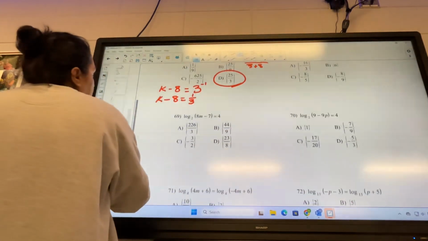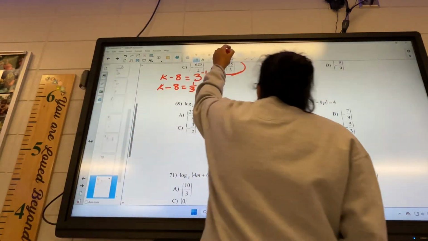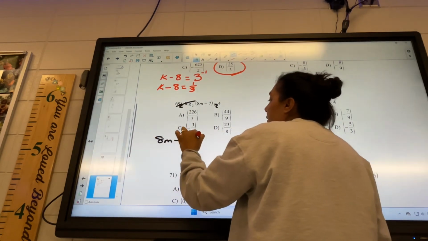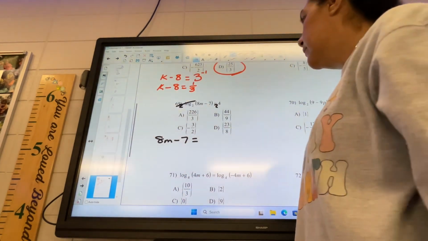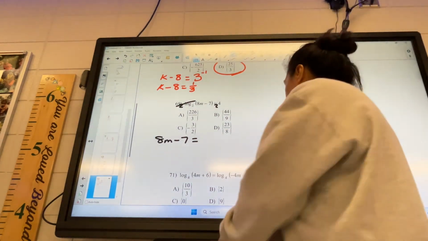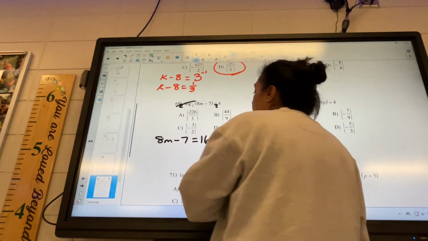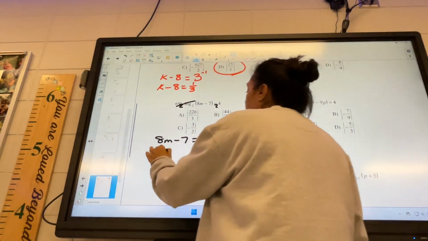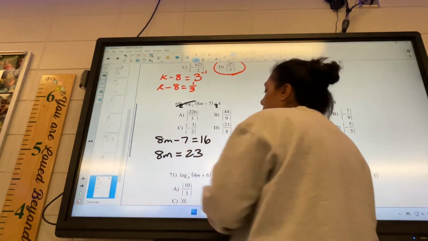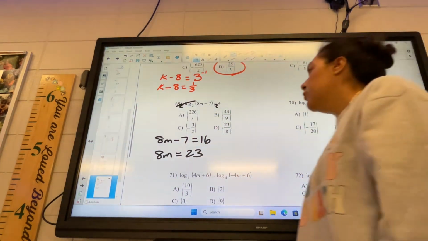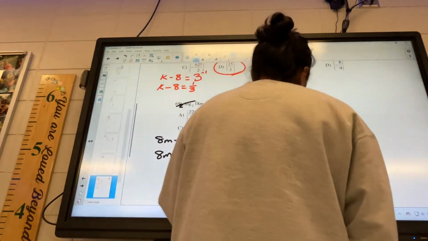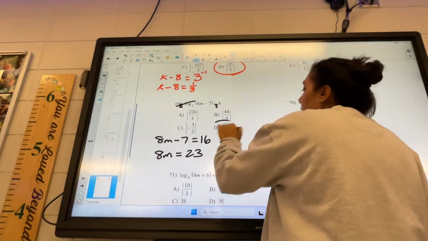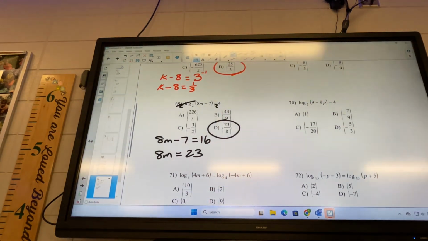69, what do we do first? Get rid of the 2. Okay, so we got 8m minus 7. What is 2 to the 4th power? Use your calculator. 16. Okay, then what? Plus 7. So what is 16 plus 7? 23. And then what? Divide by 8. So 23 divided by 8. It's going to be 23 over 8. Okay, it just doesn't simplify.